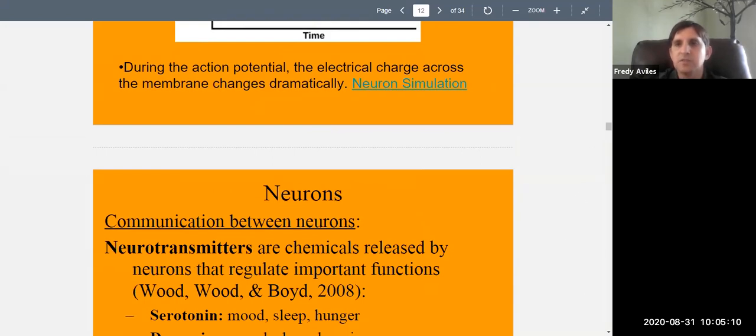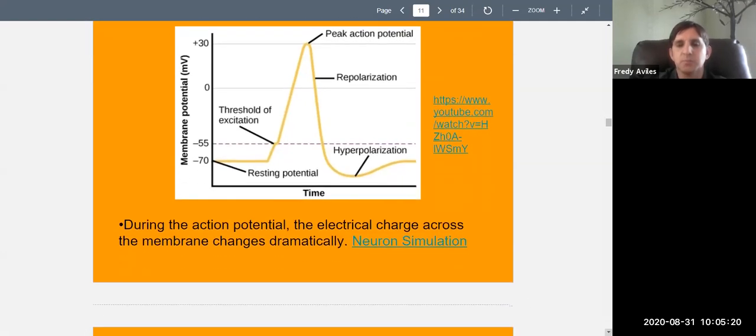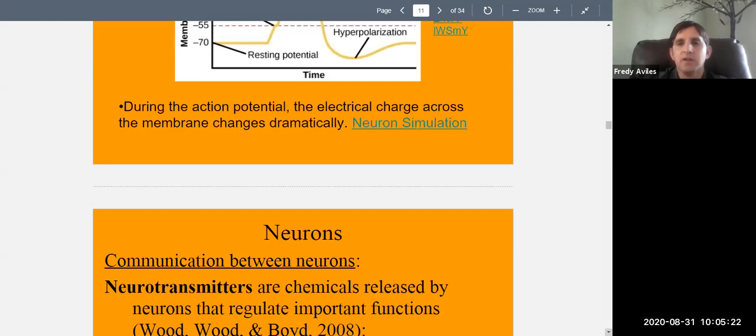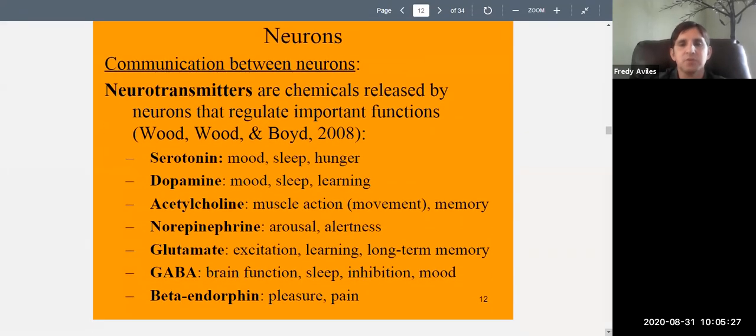There's a little bit of neuron simulation here. You guys can click on that and play with that. I don't know if it's going to work. Probably won't work on my computer because it's brand new. I probably don't have what I need in order to play it. So I'm not going to mess with it, but you guys can play with it on your own. You'll see the voltage go up and down right there and form that little spike.